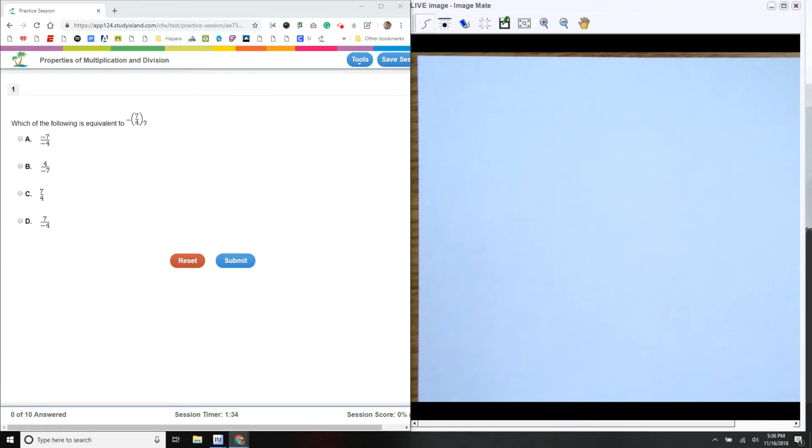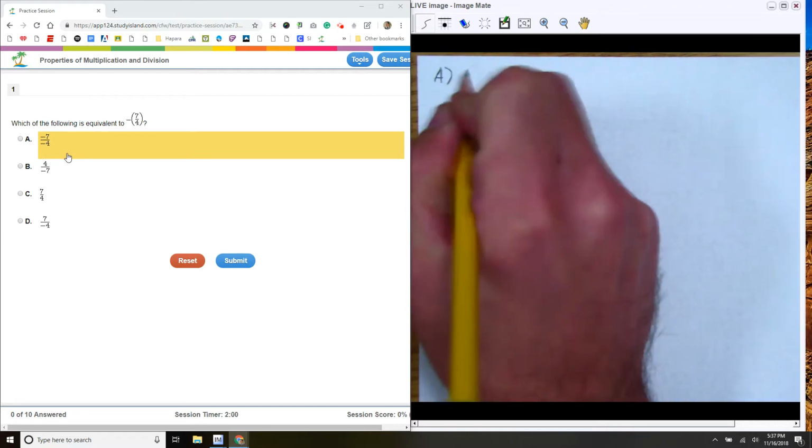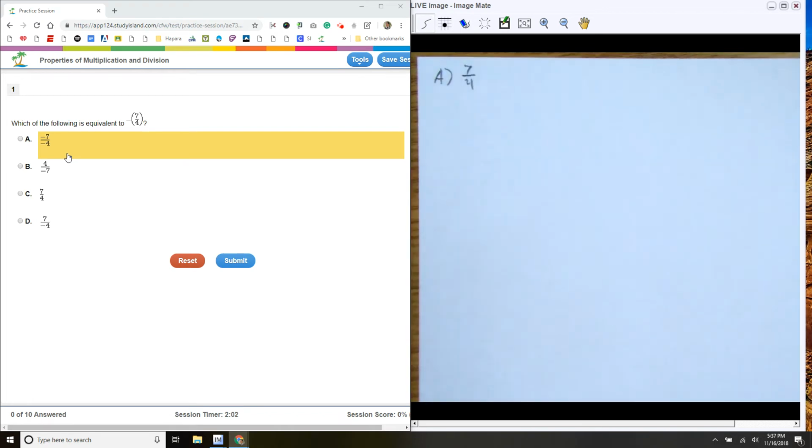Here we go. Number one, which of the following is equivalent to negative 7/4? Remember, 7/4, the fraction, is just 7 divided by 4. So which of the following is equal to negative 7/4? Let's look here. This is negative 7 divided by negative 4. A negative divided by a negative is always positive. So those two negatives are going to cancel each other out. And your answer for A is just going to be 7/4. So that is not the answer.